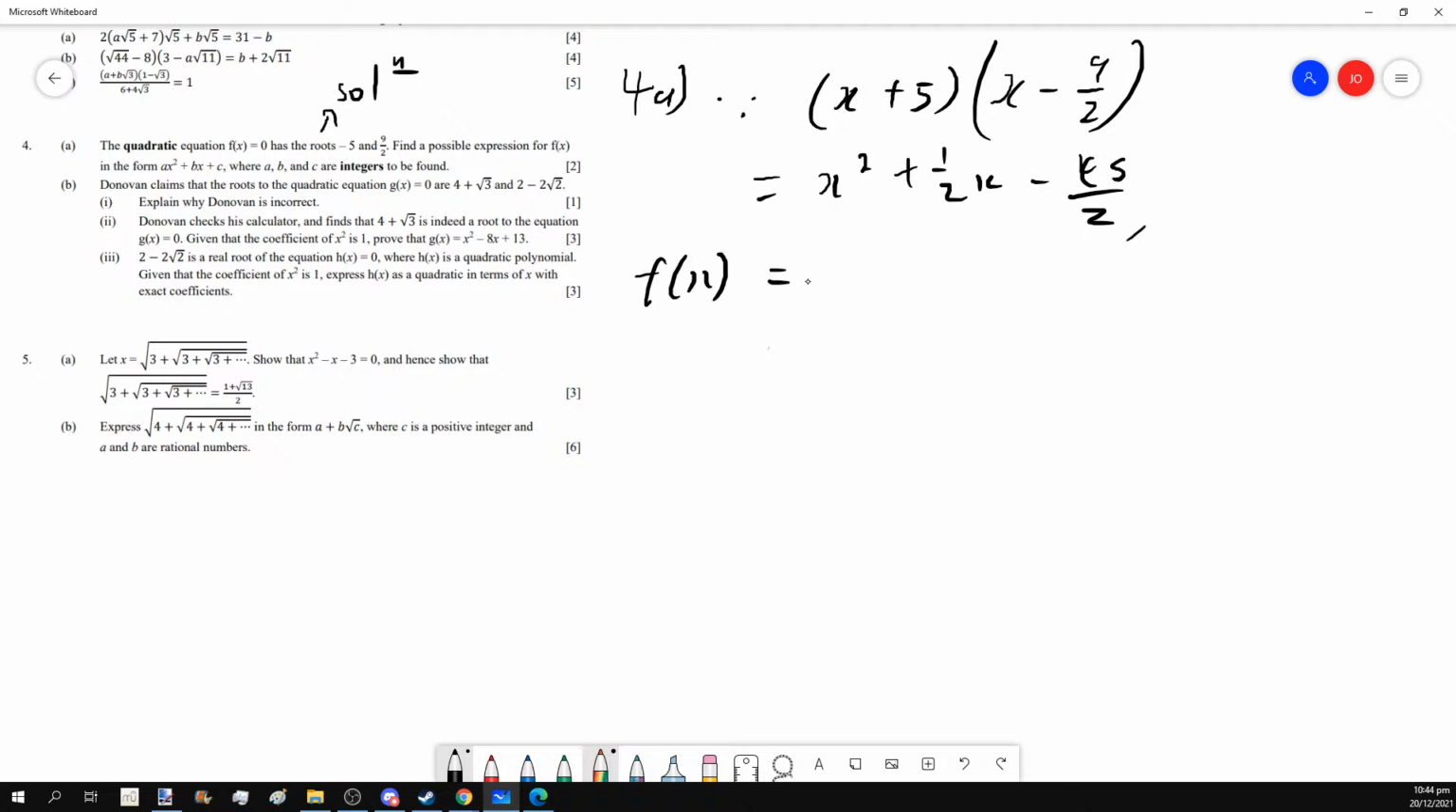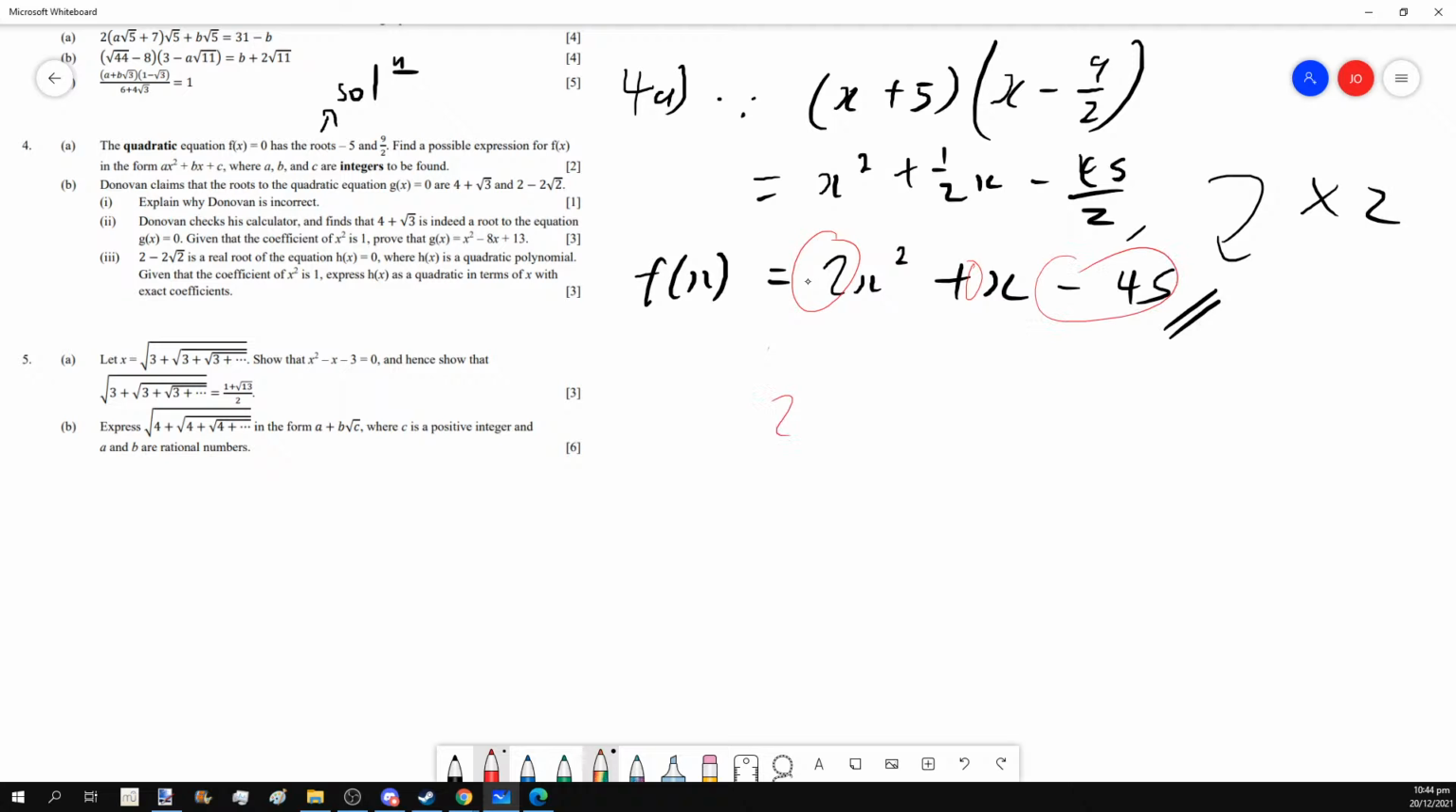And this will allow us to guess f(x). We will simply multiply everything by 2 to get 2x squared plus x minus 45, and we are done. The reason we multiply by 2 is because we need the coefficients, 2, 1, negative 45, to be integers. So the answer cannot be this guy. This guy is not an integer, regrettably.